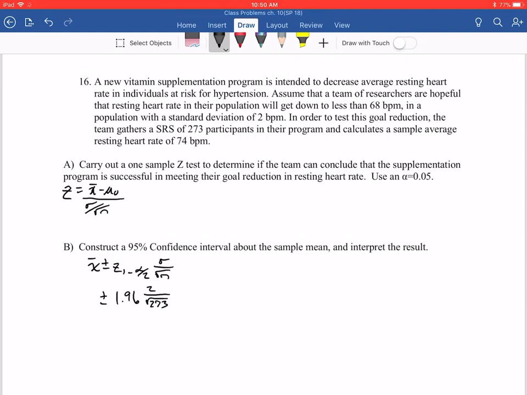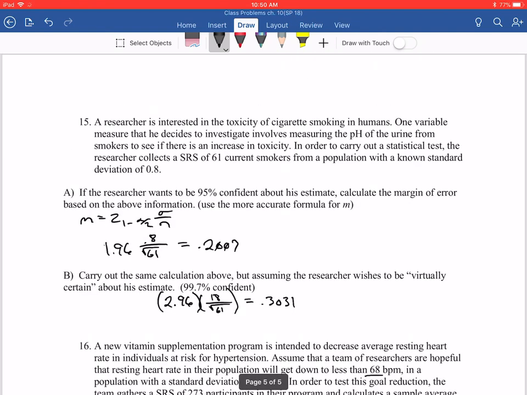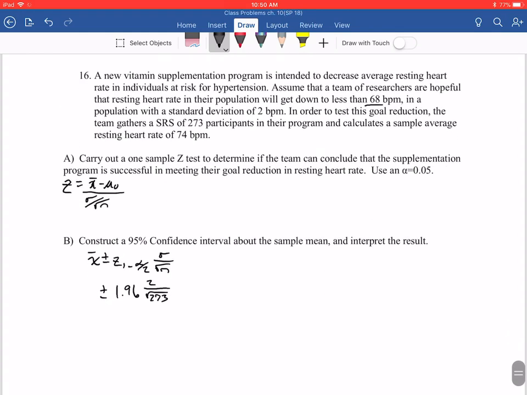The whole goal of this entire experiment is that you have a new vitamin supplement and you want to decrease their heart rate to less than 68 beats per minute, right? So let's go back to writing an alternative and null hypothesis. Our null hypothesis is going to state that mu equals 68 beats per minute, and our alternative hypothesis, HA, is mu is less than 68. We want to get down to at least 68 beats per minute.